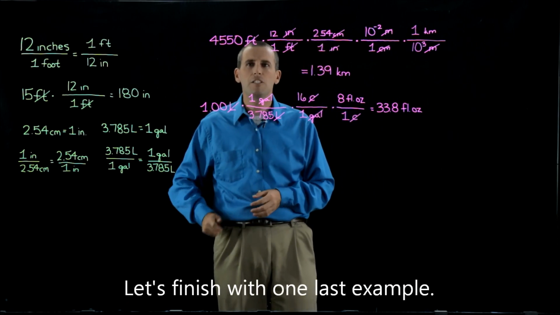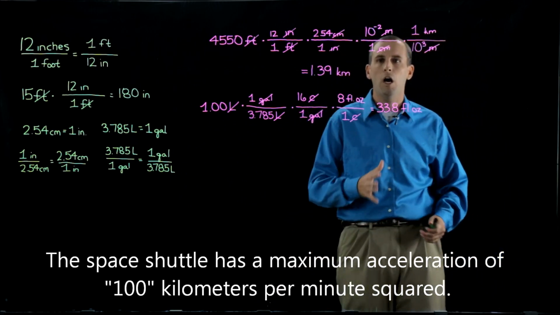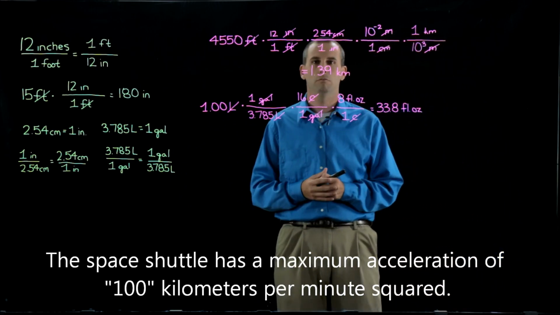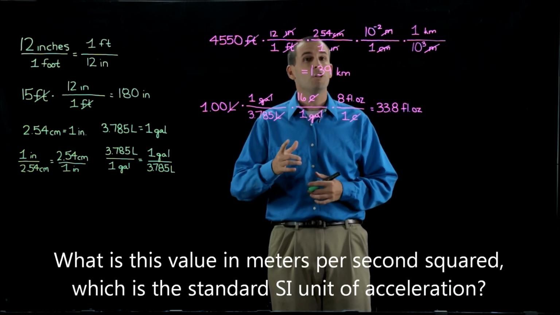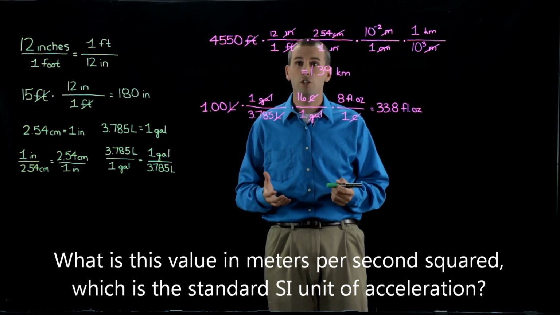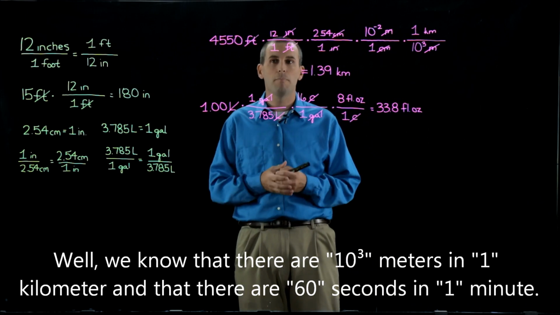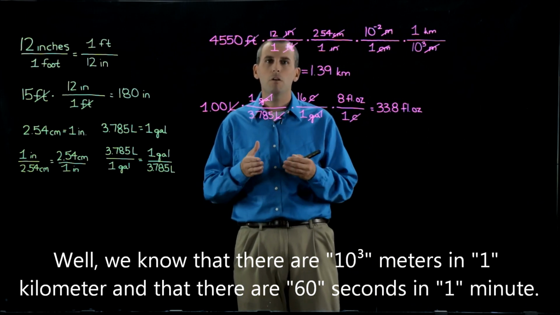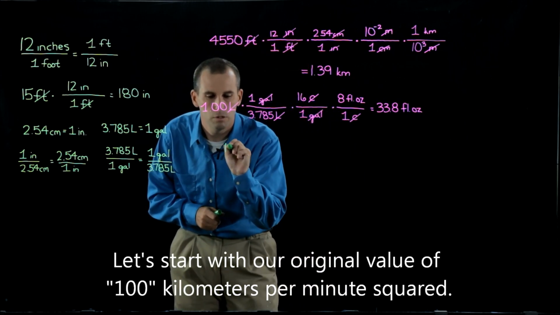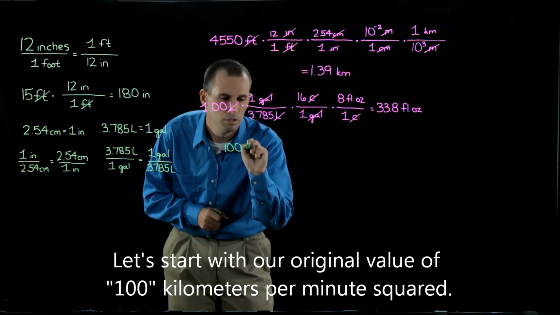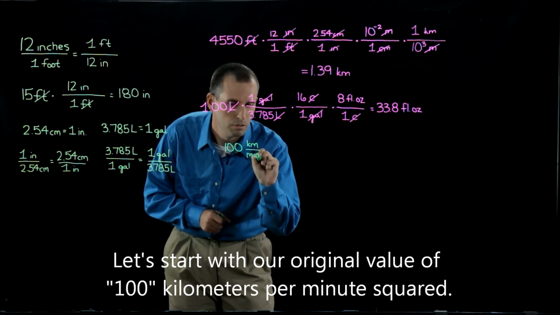Let's finish with one last example. The space shuttle has a maximum acceleration of 100 kilometers per minute squared. What is this value in meters per second squared, which is the standard SI unit of acceleration? Well, we know that there are 10 to the third meters in 1 kilometer and that there are 60 seconds in 1 minute. So let's start with our original value of 100 kilometers per minute squared.